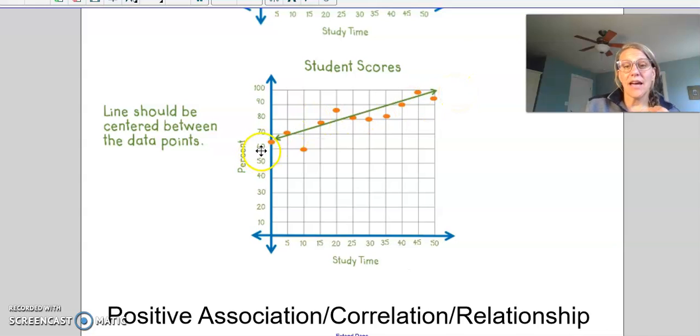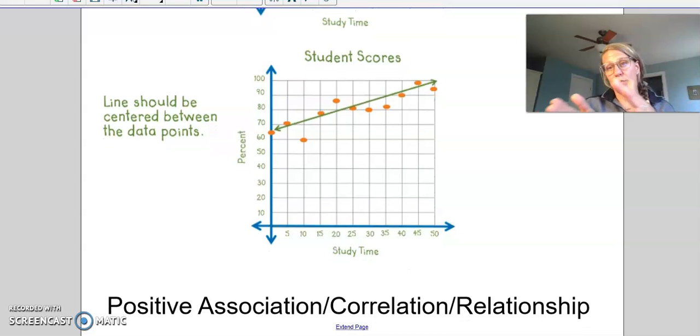Okay, so now because this line is going in that upward direction and the points are pretty close to it, clustered pretty close to it, we would say that this is a strong positive association. And it's linear because, of course, we're putting a line through it. If we can't put a line through it, we can't call it linear. Okay, so this line is describing approximately what's going to happen as people increase their amount of study.